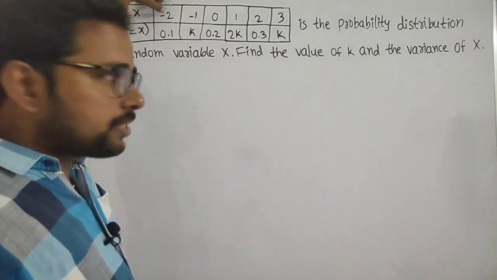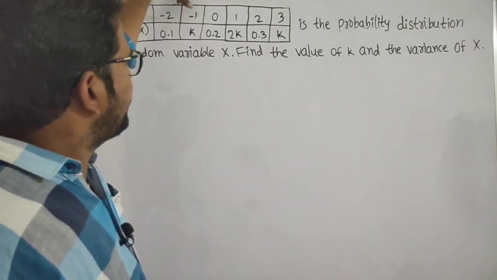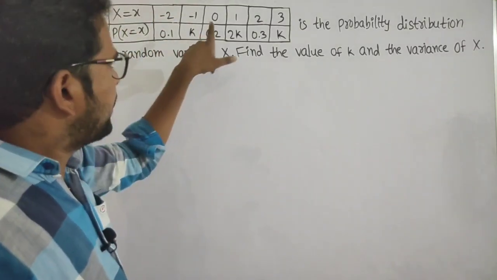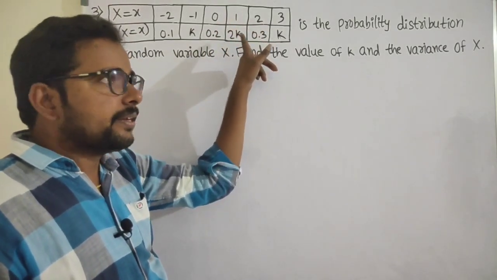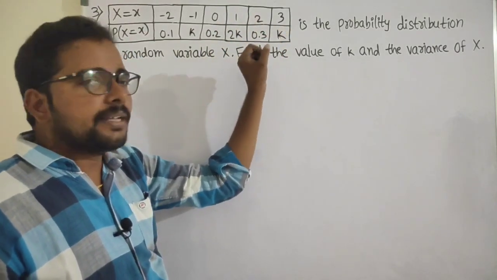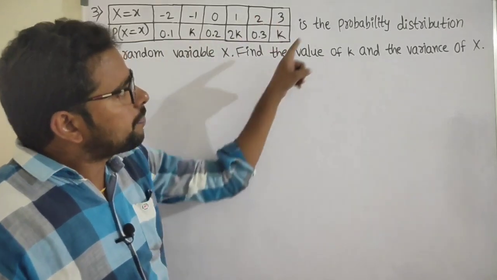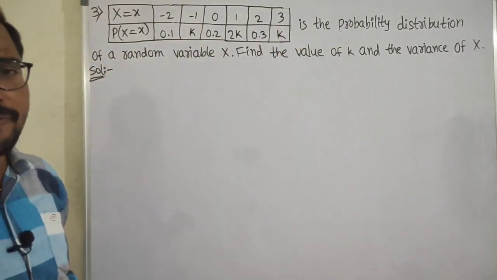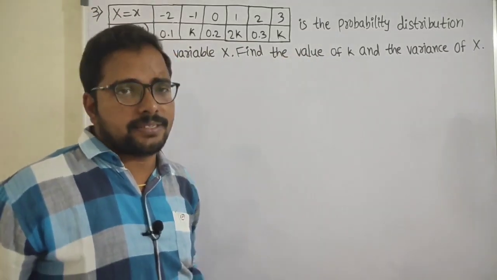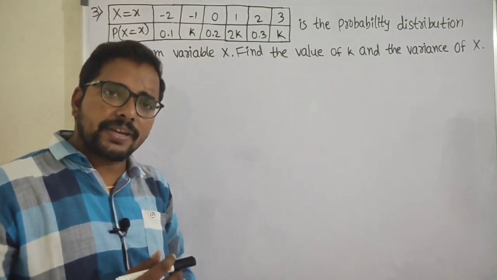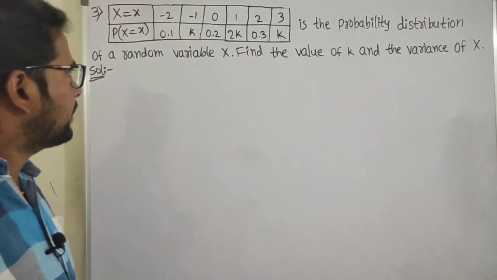Probability of -2 is 0.1. Probability of -1 is k. Probability of 0 is 0.2. Probability of 1 is 2k. Probability of 2 is 0.3. Probability of 3 is k. This is the probability distribution of a random variable x. Find the value of k and the variance of x.